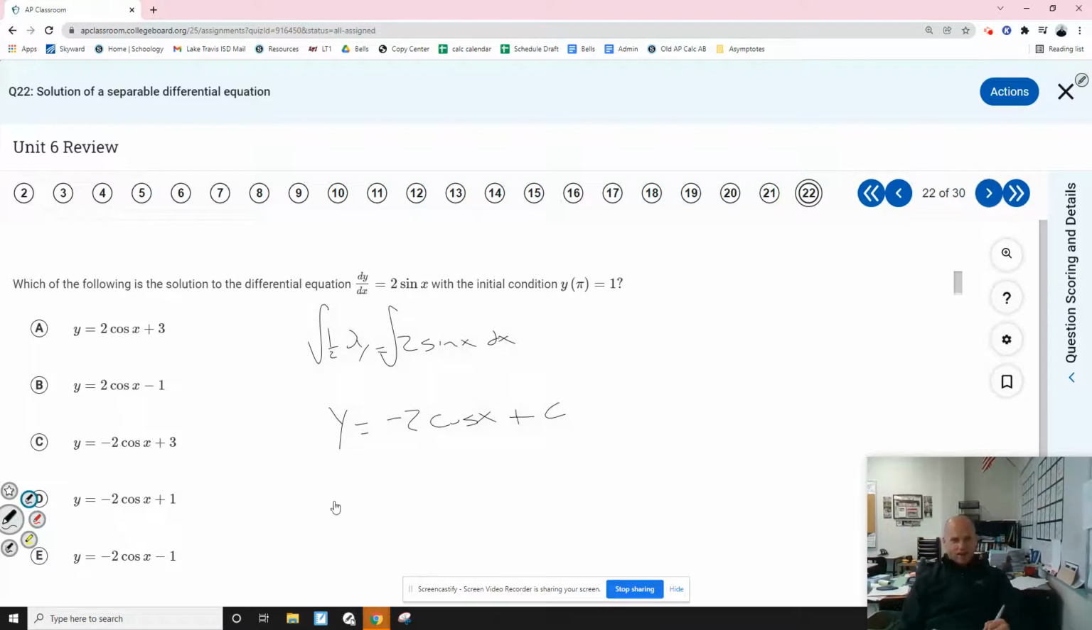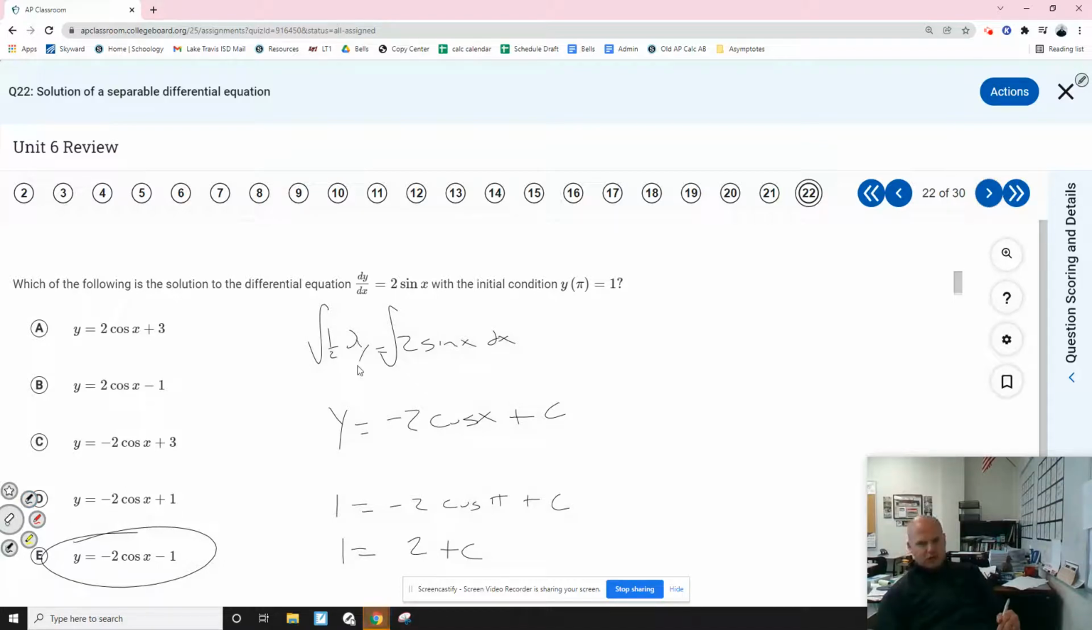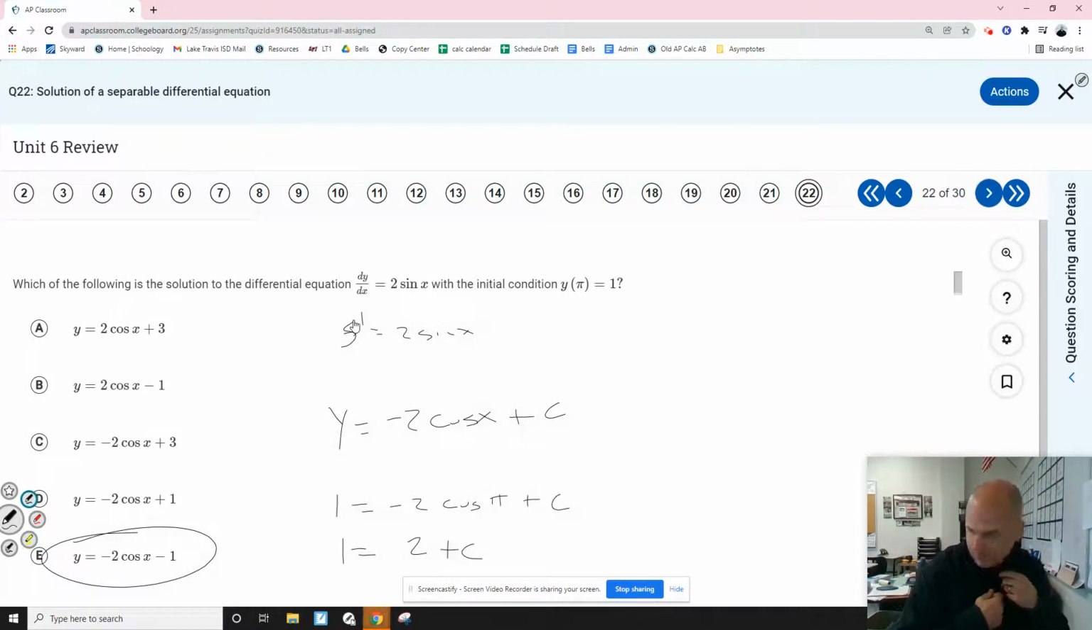Y of pi is 1. 1 equals -2 cos pi plus c. Cosine of pi is -1, so that's positive 2. C is -1. -2 cos pi minus 1. Bam. Really, what I probably would recommend you do is don't separate your variables. You just have x's. You can think of this as f prime equals 2 sine x. You just take the antiderivative to get f.